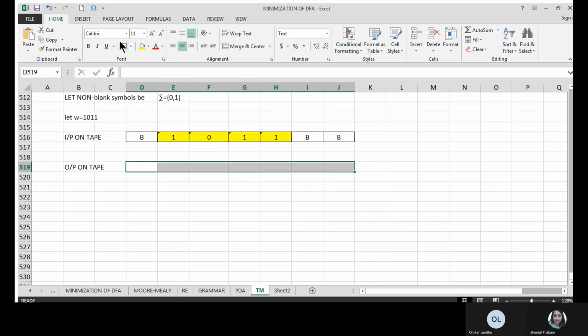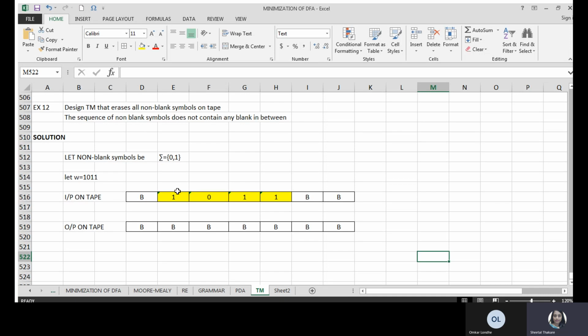So here you will be left with, this B will be blank, so copied as it is. This is the first non-blank symbol. This is erased, moving to right. 0 is erased, moving to right. 1 is erased, moving to right. 1 is erased, moving to right. You encountered B, so now you will stop here. So this will be the output on tape. So this can be the simplest program you can design a Turing machine for.